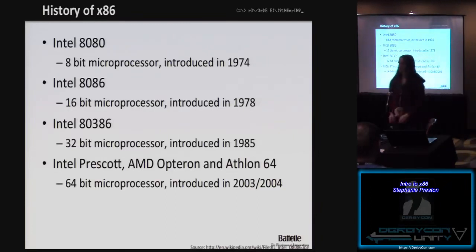The next progression from that was the 16-bit processor, the 8086, which was introduced in 1978. So this architecture has been around a really long time. The next one after that was the 80386, the 32-bit architecture in 1985. And lastly, the 64-bit version of that was introduced in 2003 or 2004.